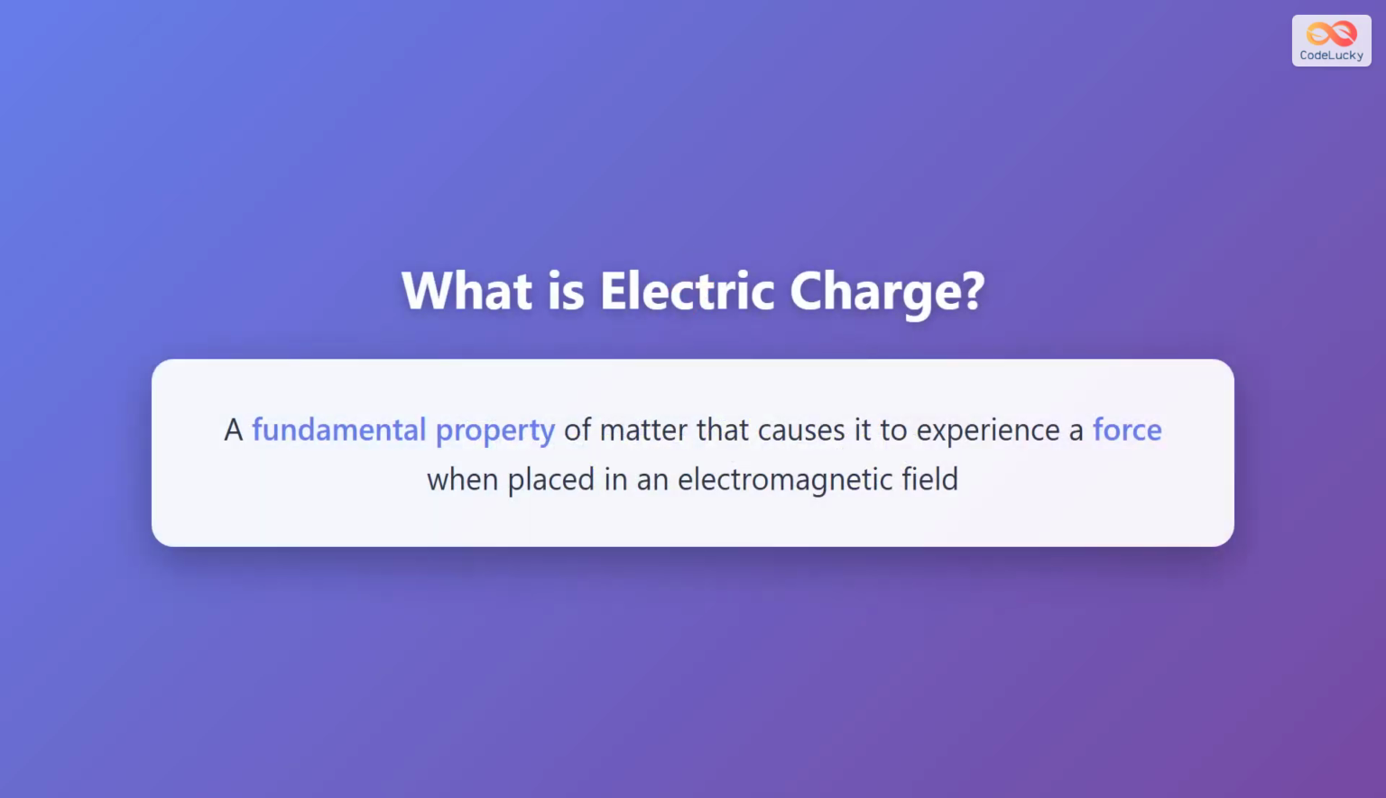Electric charge is a fundamental property of matter. Just like mass is a property that causes objects to be pulled by gravity, charge is a property that causes objects to experience a force when placed in an electromagnetic field. Think of it as an invisible characteristic that certain particles possess. This property is what makes electricity possible and is responsible for all electrical and magnetic phenomena we observe in nature.